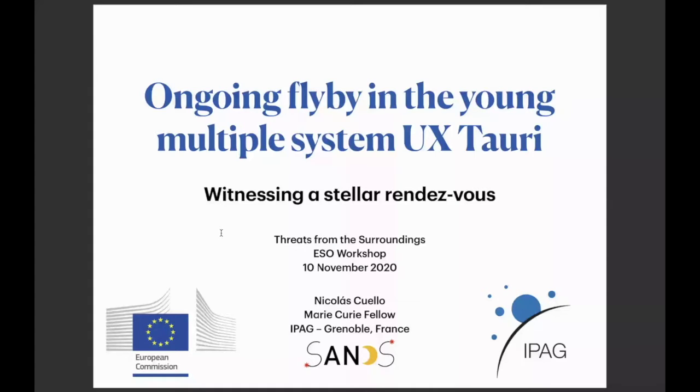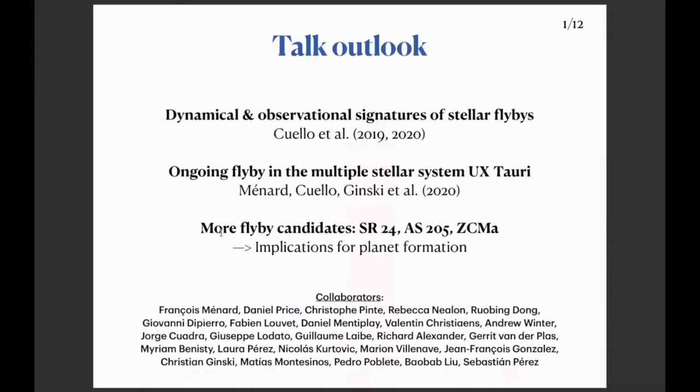So this is the outlook of this talk. I will briefly summarize the dynamical and observational signatures of stellar flybys. Then I will talk in detail about the multiple system UX Tauri. And then I will show a few flyby candidates and briefly discuss the implications for planet formation. And I would like to thank all the collaborators that participated to create all this work I'm going to present. So they're listed here. And so they were really key to understand and put this picture together.